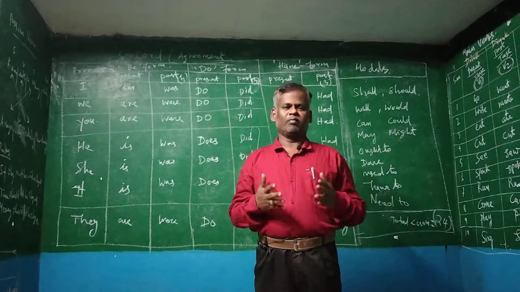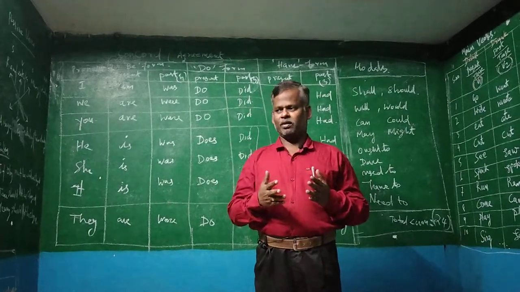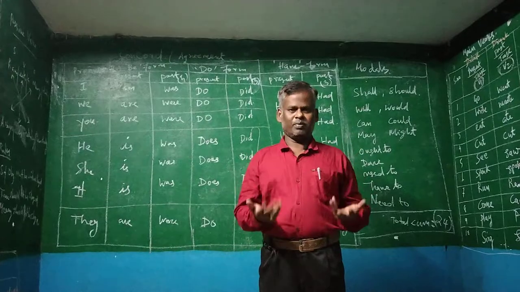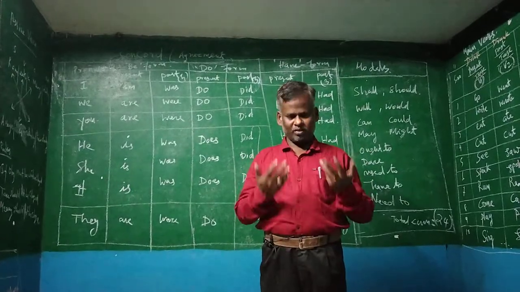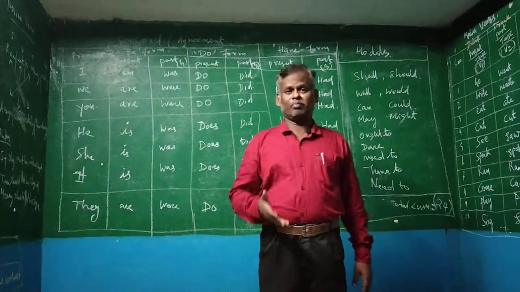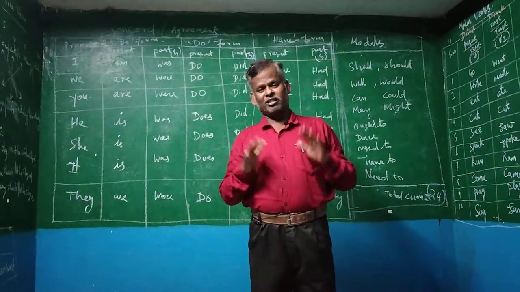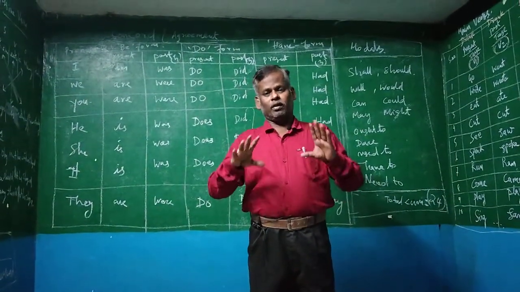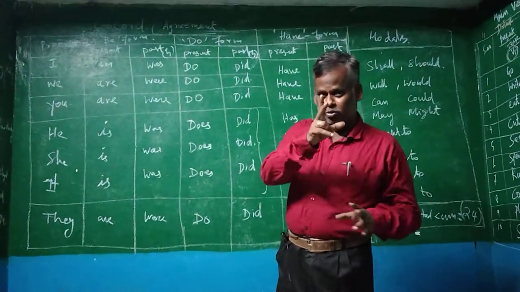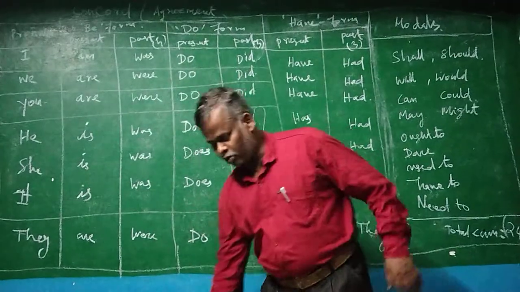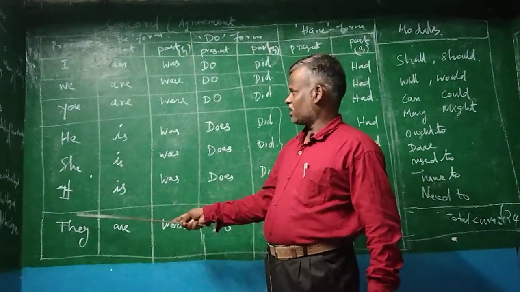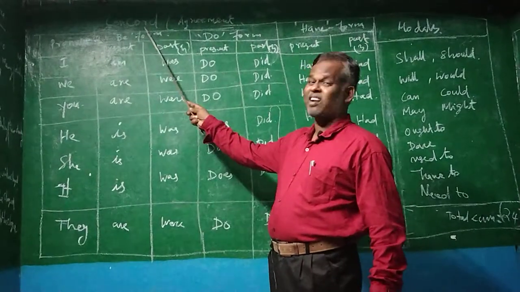or auxiliary verb. Without these verbs, we cannot speak well, and we cannot write very well. So knowledge about the be form is very important. These helping verbs are divided into three parts, which we discussed in the previous part. This first line is called concord.